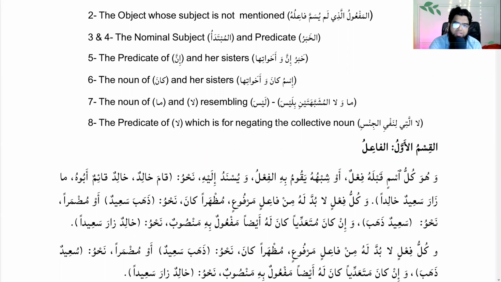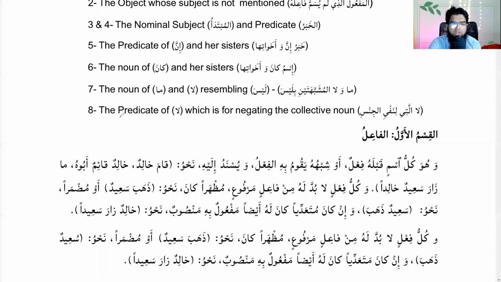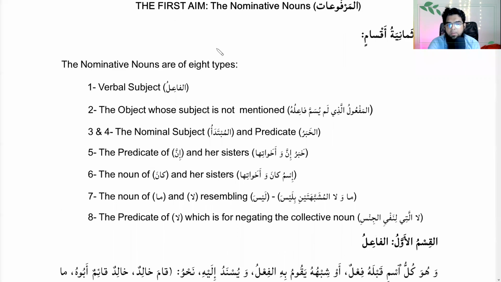So ismu of that. And then the khabar of la nafiyatu lil jins, la of class negation. La rajula fil bayti, or la rajula talibun, the talibun is the khabar of la nafiyatu lil jins. So there are eight types of marfu'at.